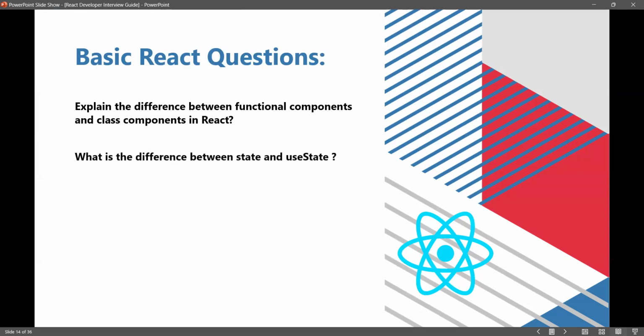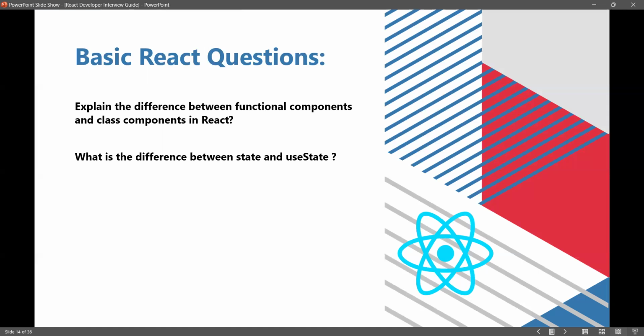What is the difference between state and useState? State in React refers to an object that holds dynamic data that can change over time and trigger re-renders when updated. It is a key part of the React component because it allows components to be interactive and reflect changes in the data without reloading the entire page.